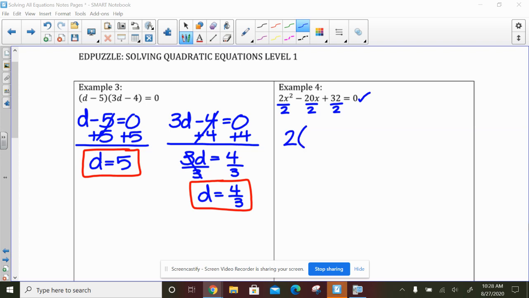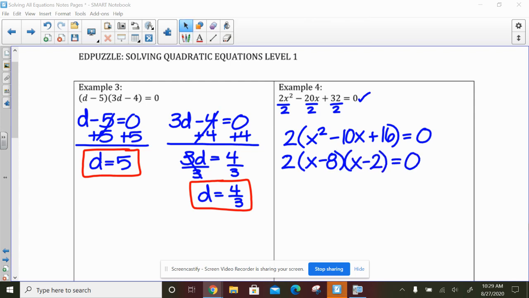2x squared divided by 2 is x squared. Negative 20x divided by 2 is negative 10x. 32 divided by 2 is 16. Okay, so now I have a trinomial where I'm trying to figure out, can I factor this anymore? So factors of 16 that would add to give me a negative 10. Okay, so that will be negative 8 and negative 2.